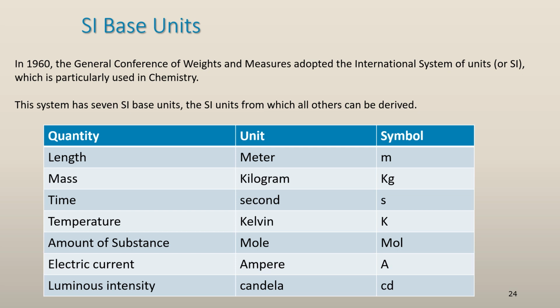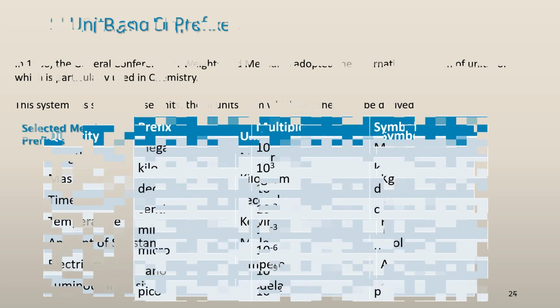These last two we don't really use in chemistry. Electric current is the ampere, and the luminous intensity is the candela. We won't be using those. But you might be saying, what about volume? Well, volume is a derived unit, so we'll look at that in a minute.